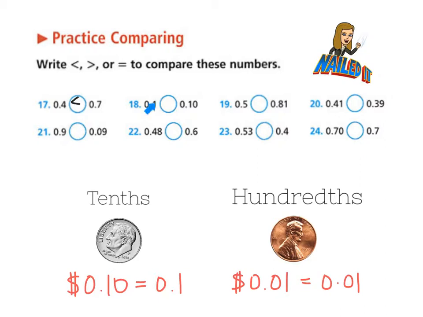On the next one, they're trying to trick you. So right away, we match up, match up, match up, because 0.1. And then they add a 0 here. But does 0 add any value? No. So 1/10 and 10/100ths are actually equal decimals.